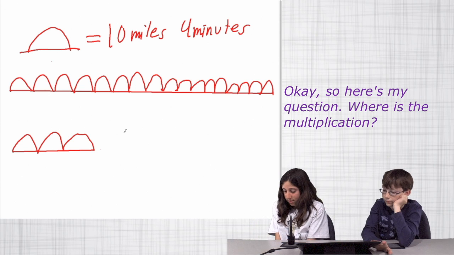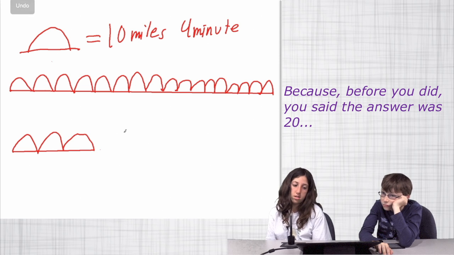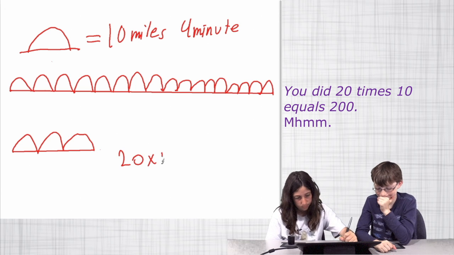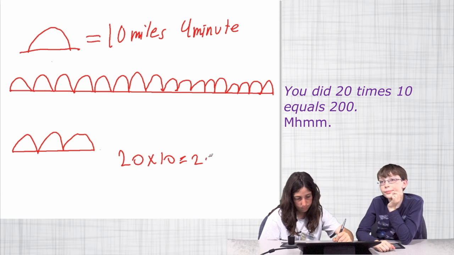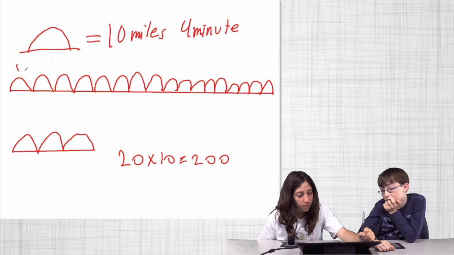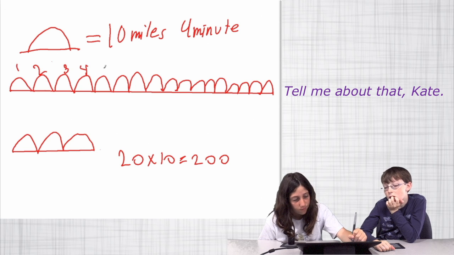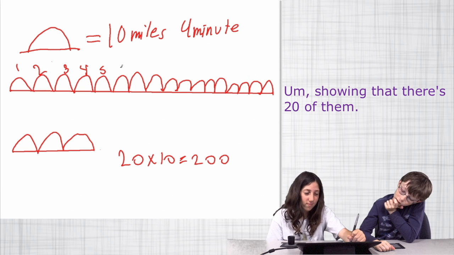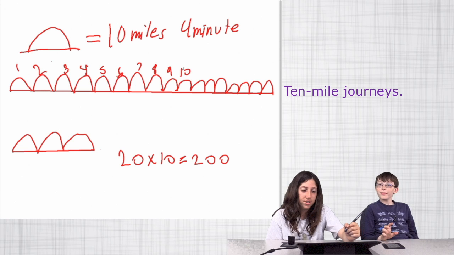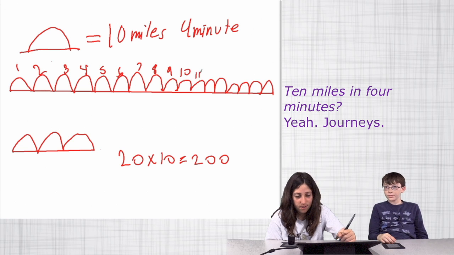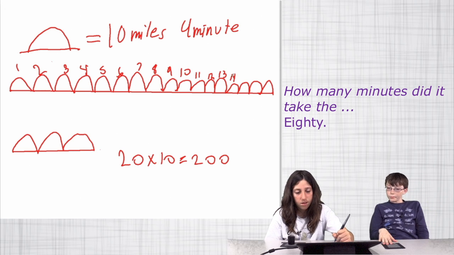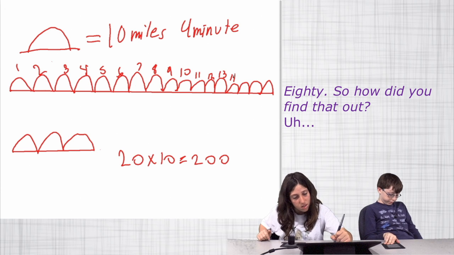No. Okay, so here's my question. Where is the multiplication? Because before you said the answer was 20, you did 20 times 10 equals 200. But where's the multiplication in the diagram? Tell me about that, Kate. Showing that there's 20 of them. 20 what? 10-mile journeys, 10 miles and 4 minutes. Yeah, journeys. So what's the answer to the question? How many minutes did it take? 80. 80? So how would you find that out?